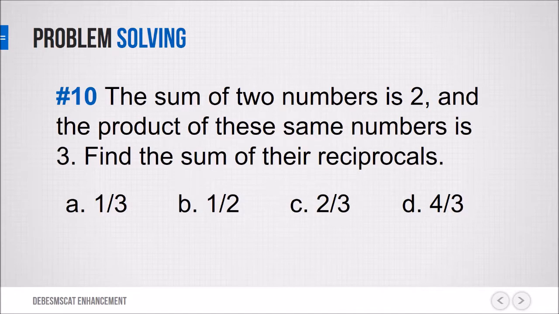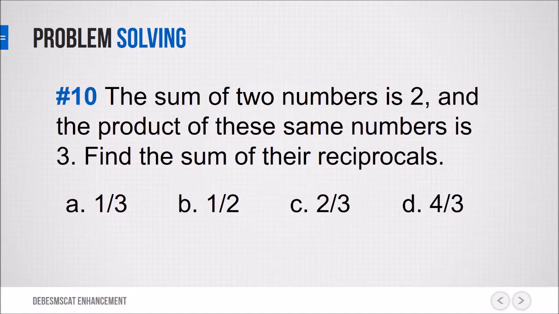The question goes like this: the sum of two numbers is 2, and the product of these same numbers is 3. Find the sum of the reciprocals. Often in the licensure examination, you'll see a very similar problem. Before you can continue, the first step that you should do is to identify the given, because that's the first step in problem solving: understand the problem.